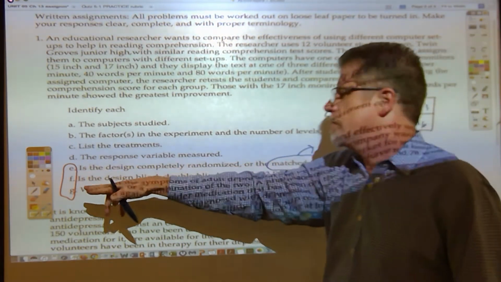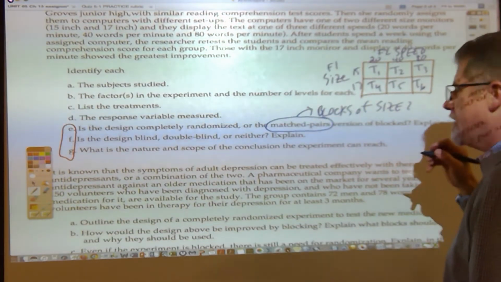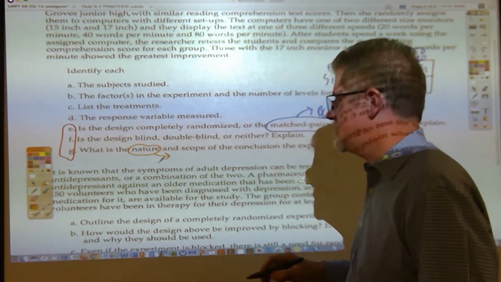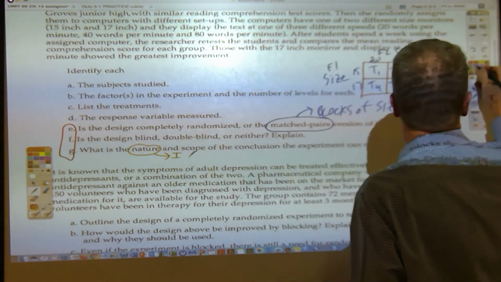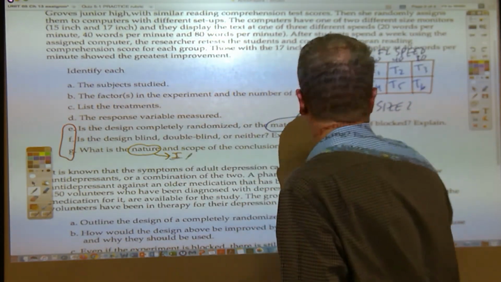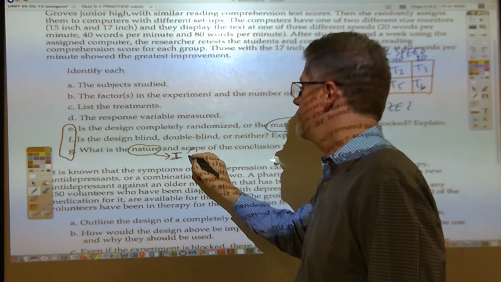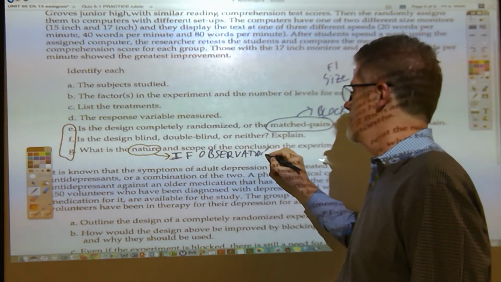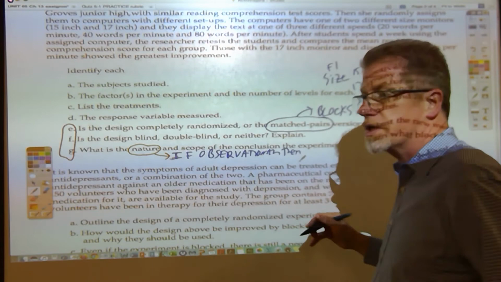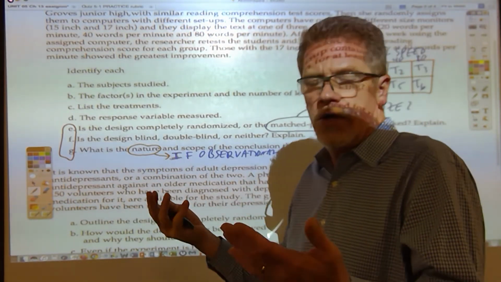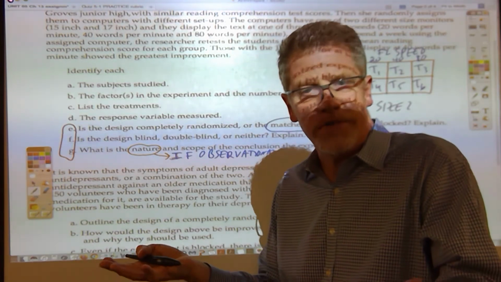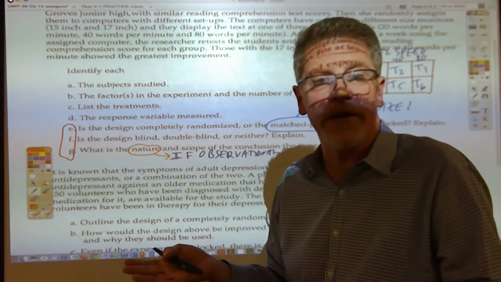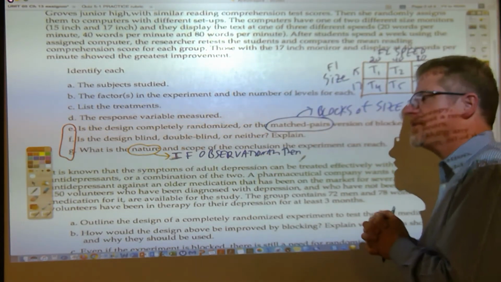Now, part G, what is the nature? When you're answering the question about the nature of a conclusion, it depends on the type of study that it is. If your study is observational, then your conclusion can address whether or not there's an association. That's the nature of it. It's a statement about association. Oh, there is an association or a link. There's not an association. You can't talk about cause and effect. That cannot be the nature of your conclusion.